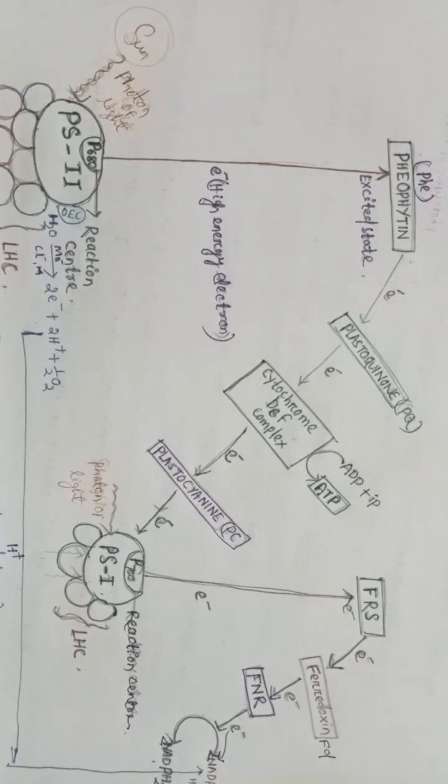Okay, and this splitting of water in the lumen of the thylakoid is named photolysis of water. What is the meaning of photolysis? Lysis means breakdown, and photo means in the presence of sunlight. Now the water molecule is broken down in the presence of sunlight.